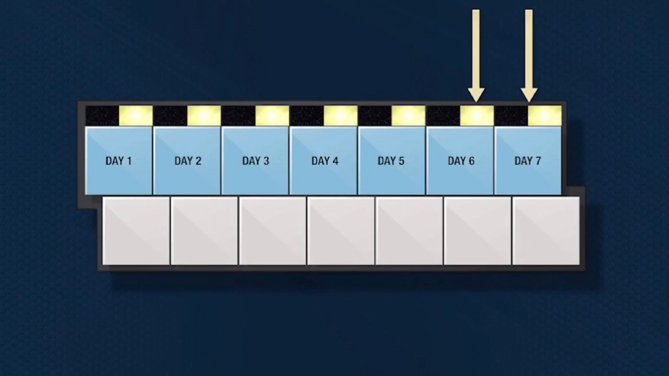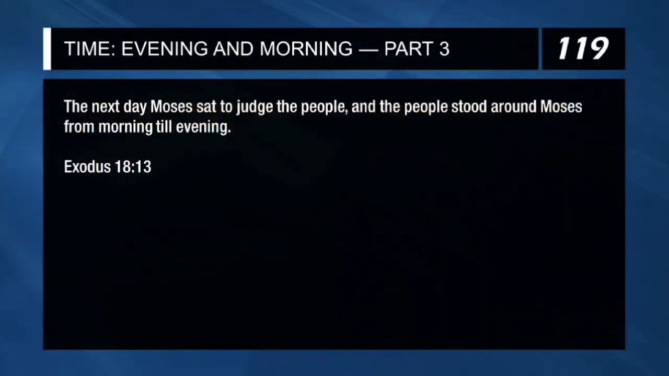Whether one subscribes to a day first or night first model, the morning after the sixth day would always be the seventh day. Exodus 18:13. The next day Moses sat to judge the people, and the people stood around Moses from morning till evening. Here it is argued from morning till evening was the next day.